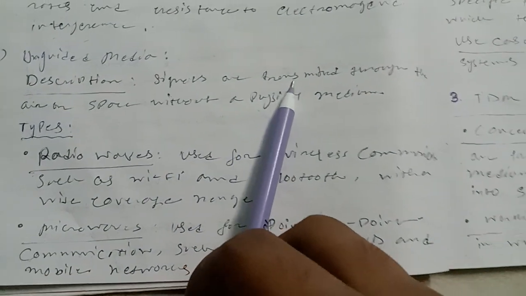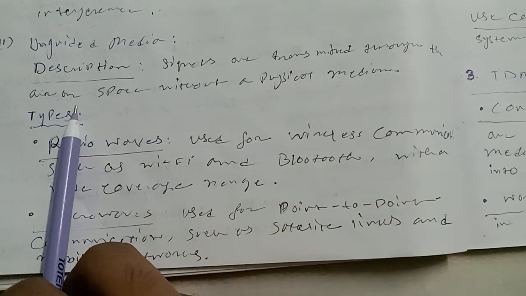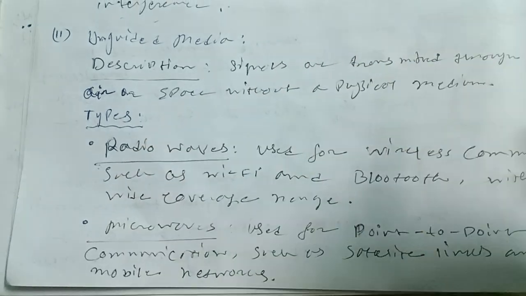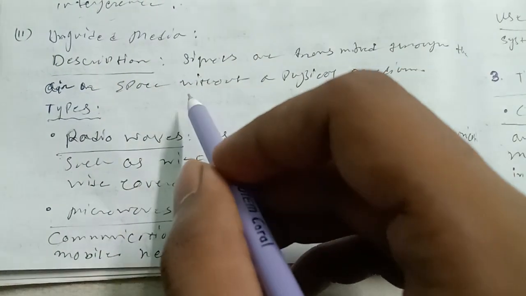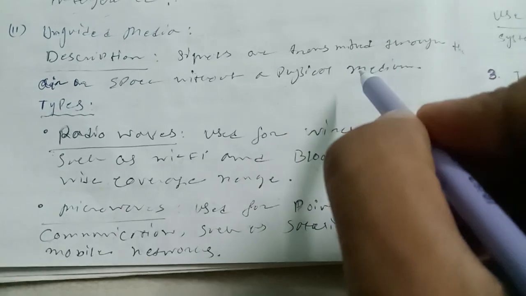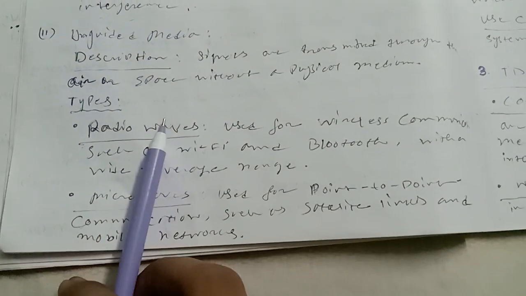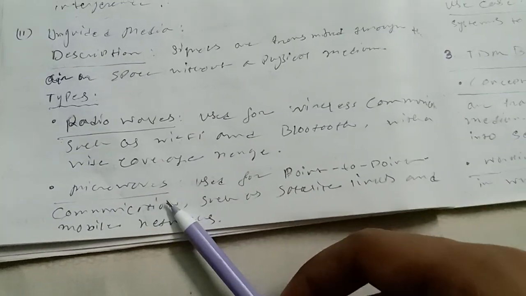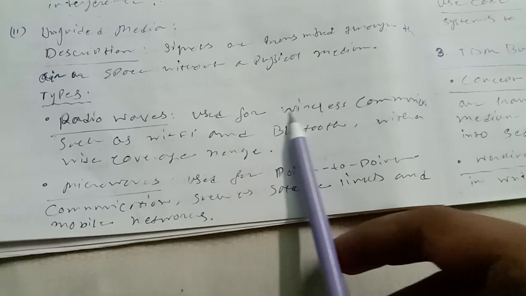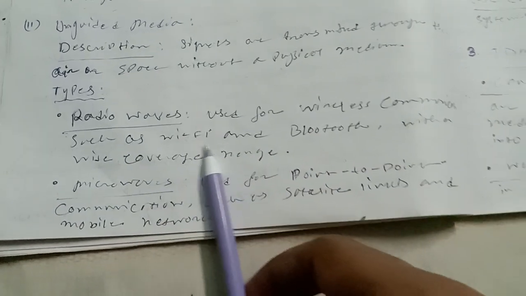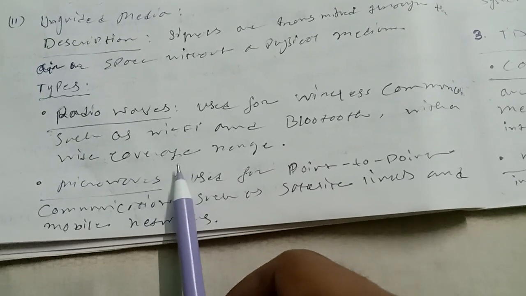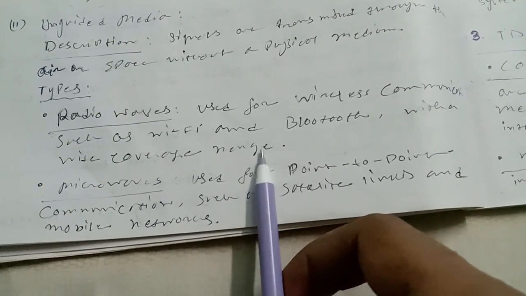Now we will see what is unguided media. In unguided media, signals are transmitted through the air or space without a physical medium. There are also two types of unguided media: radio waves and microwaves. Radio waves are used for wireless communication such as Wi-Fi and Bluetooth with a wide coverage range.